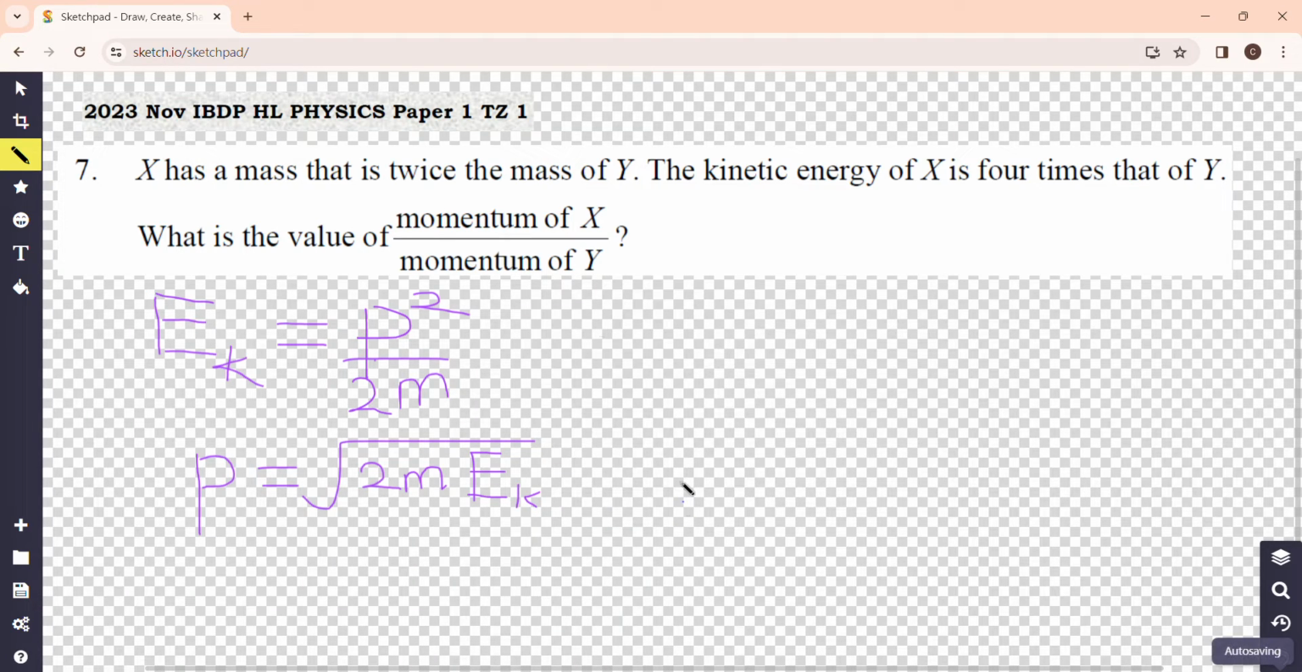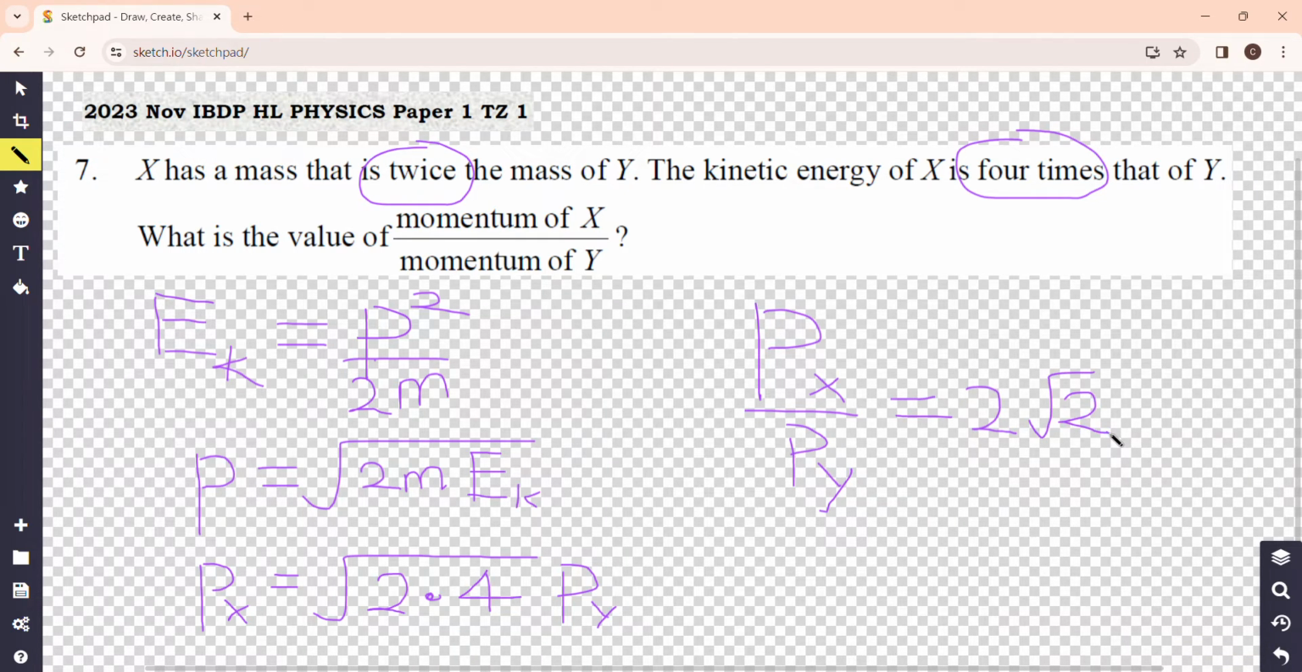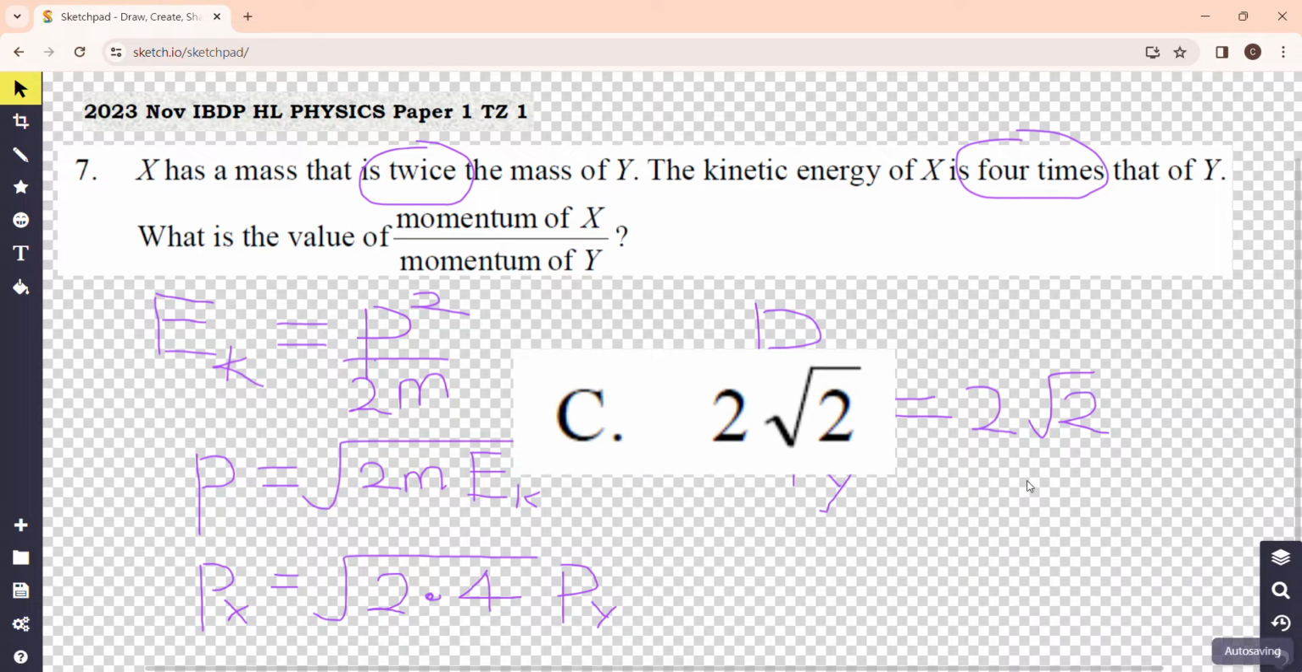So for X, mass is twice, kinetic energy is 4 times. So move to one side, so Px over Py equals, take out the 4, gets 2 root 2. And the answer is C. Thank you.